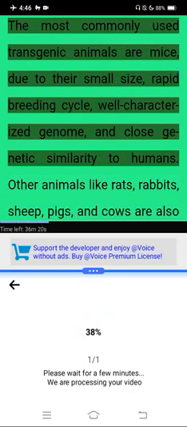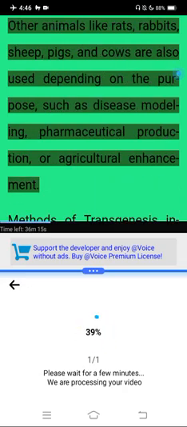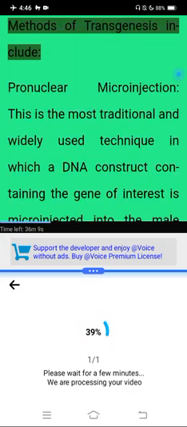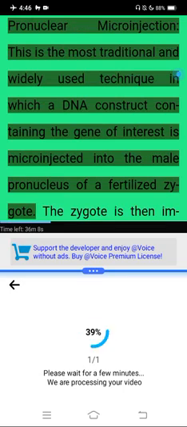The most commonly used transgenic animals are mice, due to their small size, rapid breeding cycle, well-characterized genome, and close genetic similarity to humans. Other animals like rats, rabbits, sheep, pigs, and cows are also used depending on the purpose, such as disease modeling, pharmaceutical production, or agricultural enhancement. Methods of transgenesis include pronuclear microinjection.